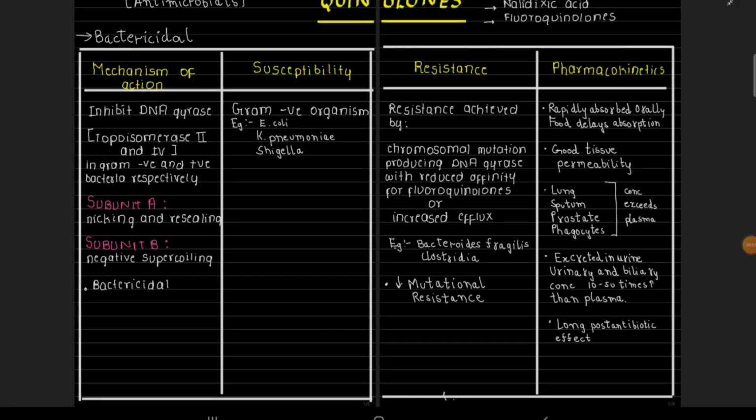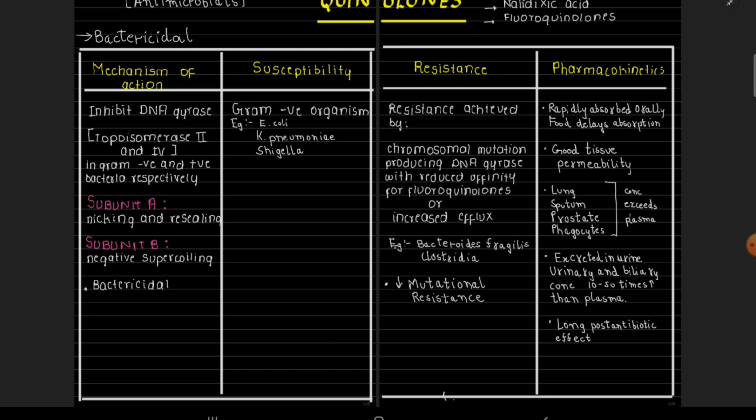Today we are going to learn about quinolones. These are a group of antibiotics that come under antimicrobials. They have two categories, nalidixic acid and fluoroquinolones. These drugs are bactericidal in nature, which means that they completely kill the bacteria.